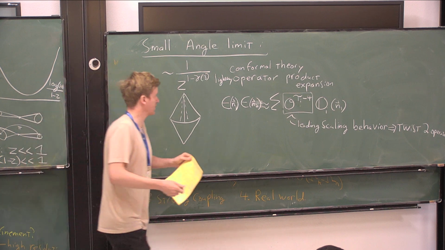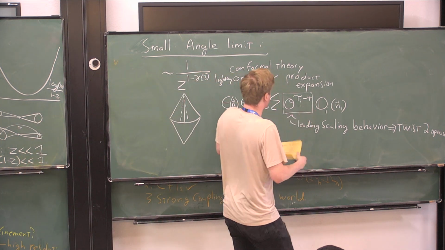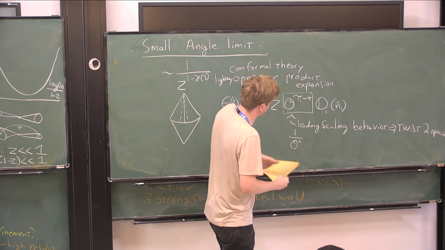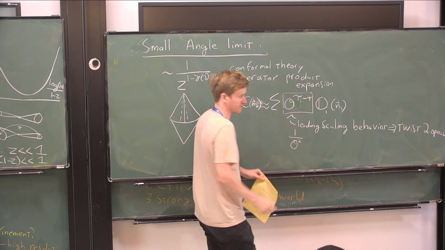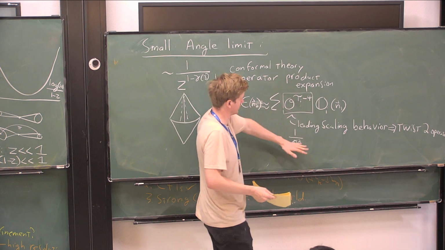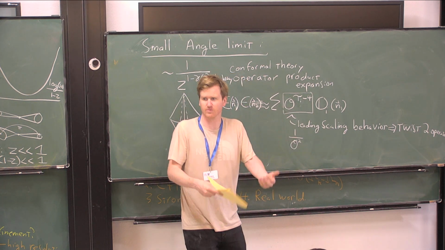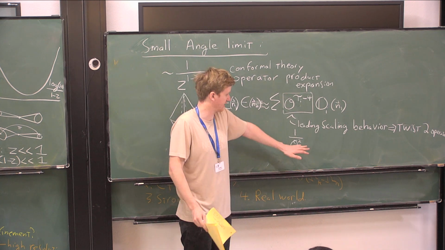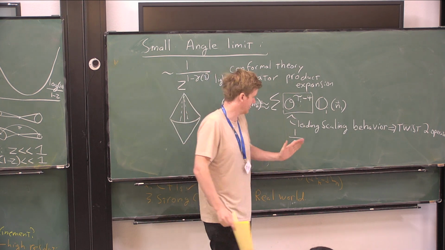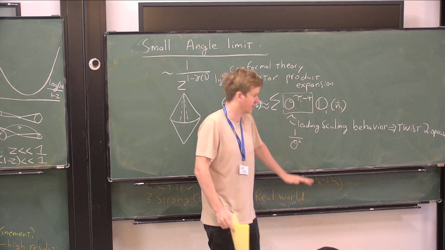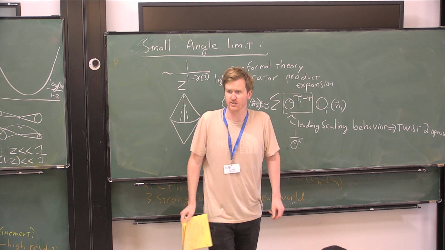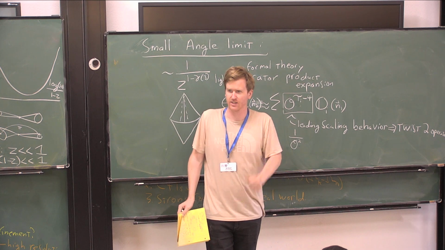So if I really want to truncate it to the leading scaling of being like 1 over theta squared, then I don't want objects that have an anomalous dimension of order 1. Then I could get some twist 3 operator that gives the same scaling behavior in angle as the twist 2. If they're really integer separated, then to predict the leading scaling behavior, I just need the twist 2 operators.